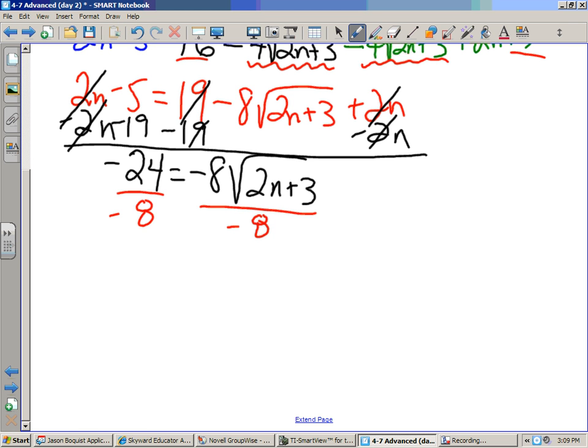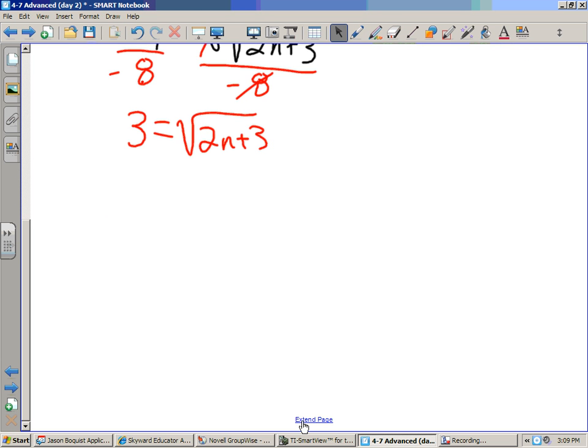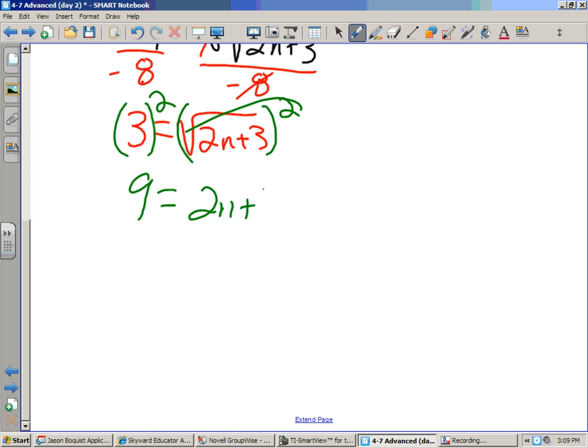Do you have to do this? No, but if you don't, you're squaring 24 and squaring 8. So it's probably a good idea. Well, what number do I have here? 3, right? Equals square root of 2n plus 3. Square them. And no FOIL on this side, which is wonderful. Equals. Like 3.